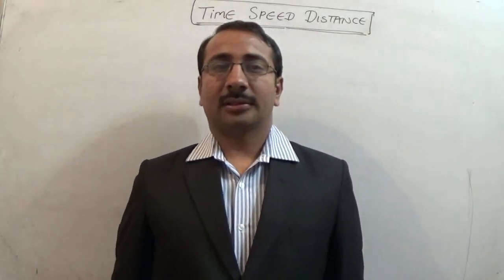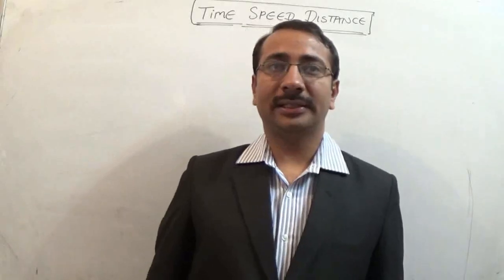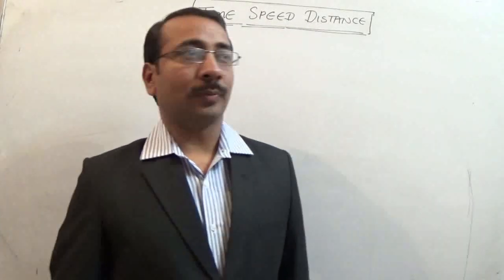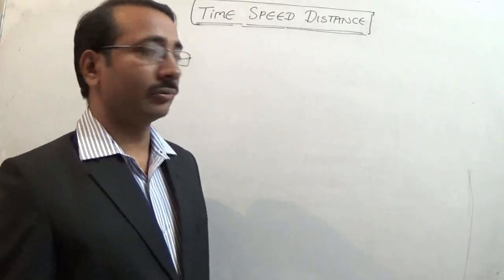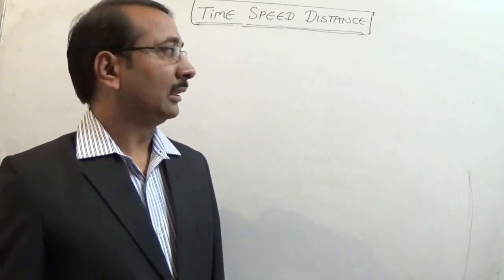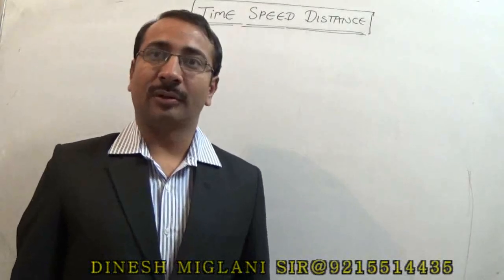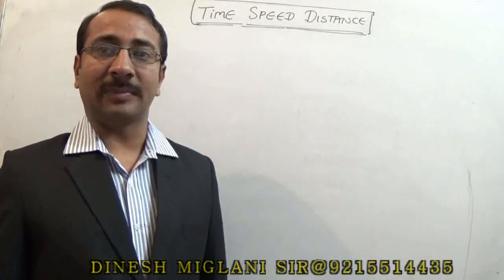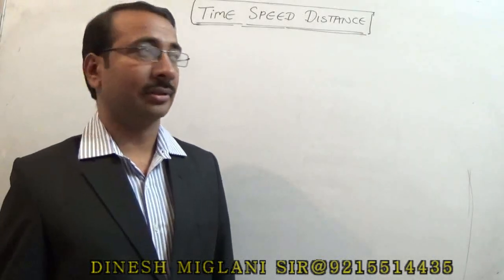Good morning friends. Topic for today's class is time, speed and distance. This topic includes time, speed, distance, downstream, upstream, average speed, relative speed, circular race, number of points are involved. We take all the things one by one with some examples so that you can easily understand this concept.